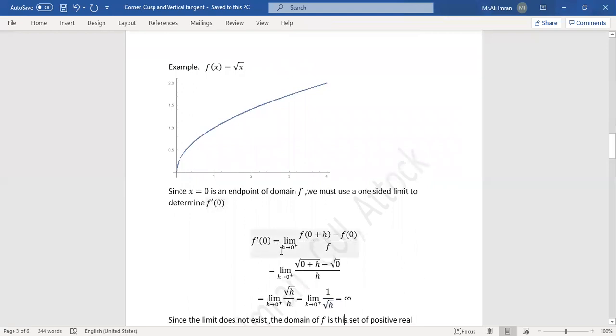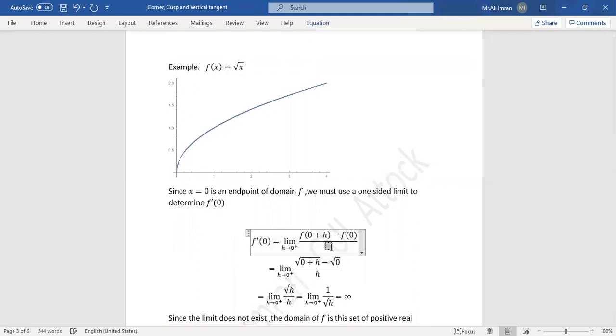f prime of 0 is equal to limit h approaches 0 from right hand side, f of 0 plus h minus f of 0 divided by h. If we put the value of f of 0 plus h, we will get square root of 0 plus h minus square root of 0, divided by h. And this will be equal to limit h approaches 0, square root of h divided by h. If we simplify this, we will have limit h approaches 0 from right hand side is equal to 1 divided by square root of h. And if we put the limit, we will get the value of the limit is equal to infinity.